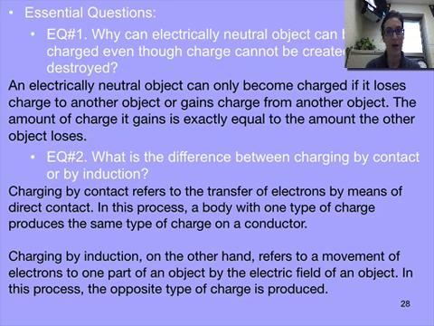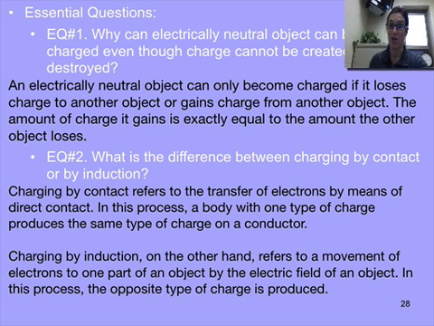All right, we're going to start off by going over the essential questions. Essential question 1: how can an electrically neutral object become charged, even though a charge cannot be created or destroyed? Remember, you can't produce something or take something away because science says that's not possible. So an electrically neutral object can only become charged if it loses a charge to another object or gains a charge from another object.